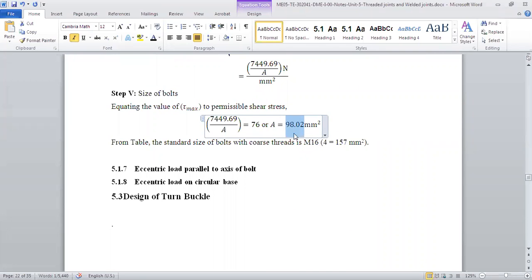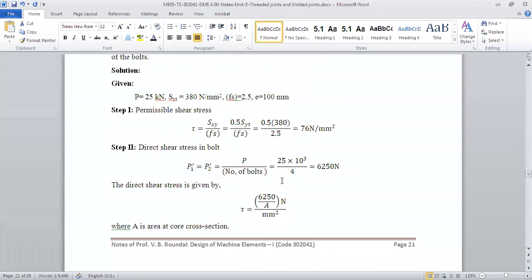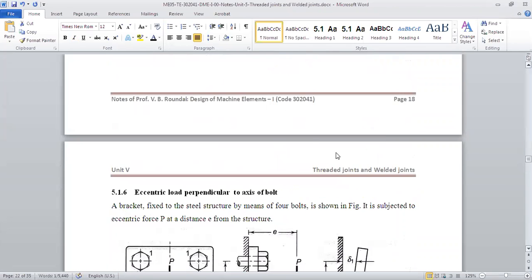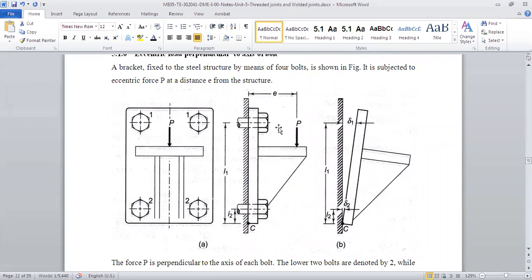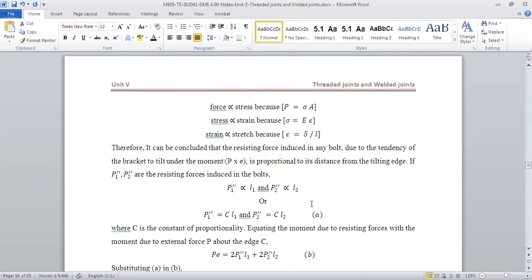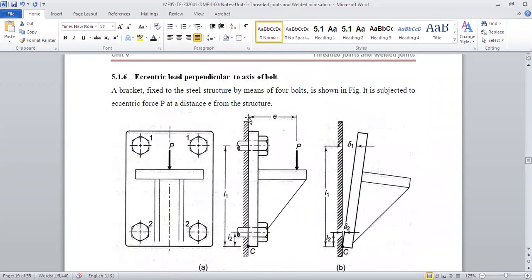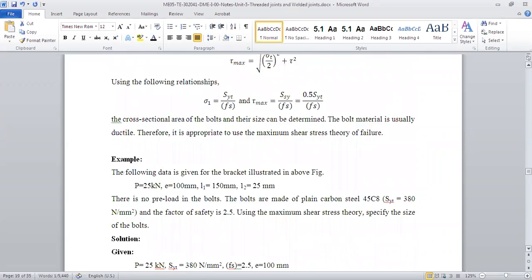So this is how we will solve the problem. In this case, we'll use M14 threads. This is the case where the load is perpendicular to the axis of the bolt. We find the shear stress and the tensile stress, and combine those using the principal stress theory. Now there is another type of problem where the eccentric load is parallel. I think that is the next topic we are having.